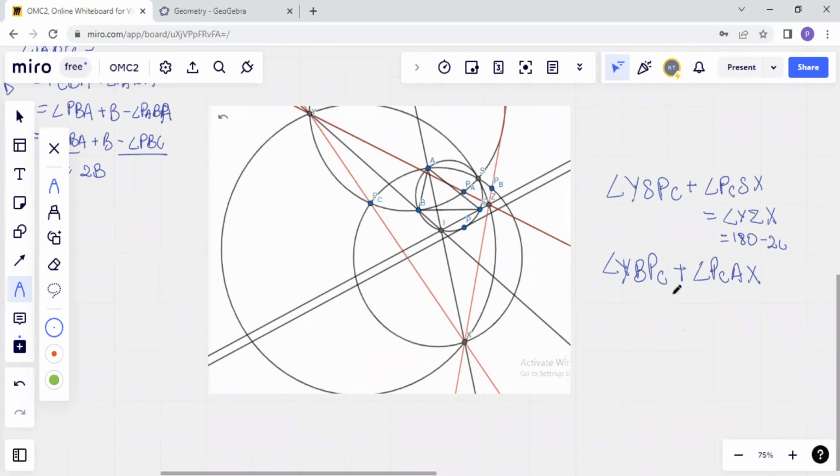So now again, we'll use the previous idea, that is, try to remove P and PC so that we can use reflection and make one vertex to be P. So let's start with YBPC. We can write this as angle PCBA minus angle YBA, which can be written as angle PBA minus angle YBA.